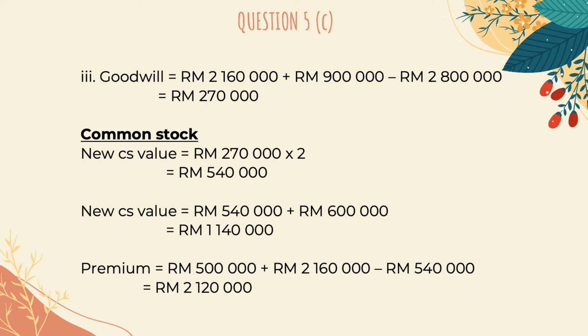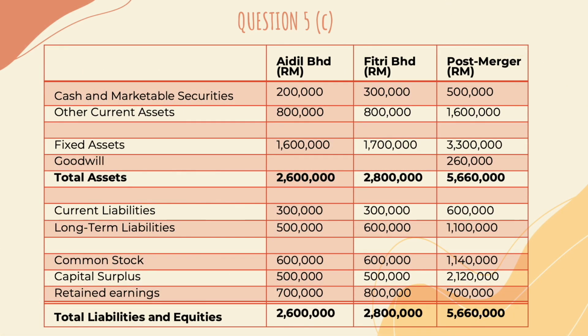For premium, old premium plus purchase price minus new CS value: 500,000 plus 2,160,000 minus 540,000 equals 2,120,000. New total asset is 5,660,000. For common stock it is 1,140,000. Post-merger premium is 2,120,000. Retained earning is 700,000.